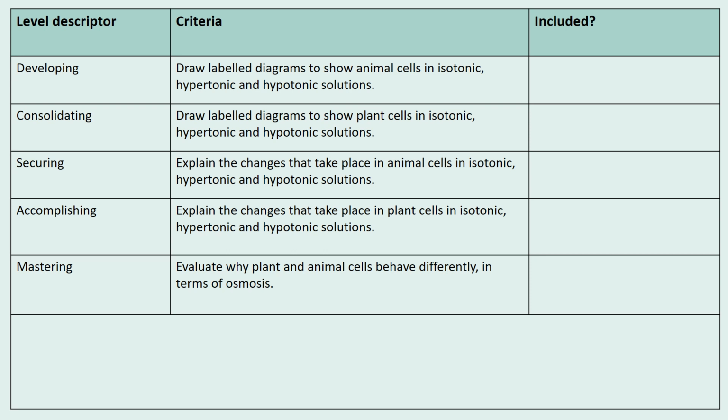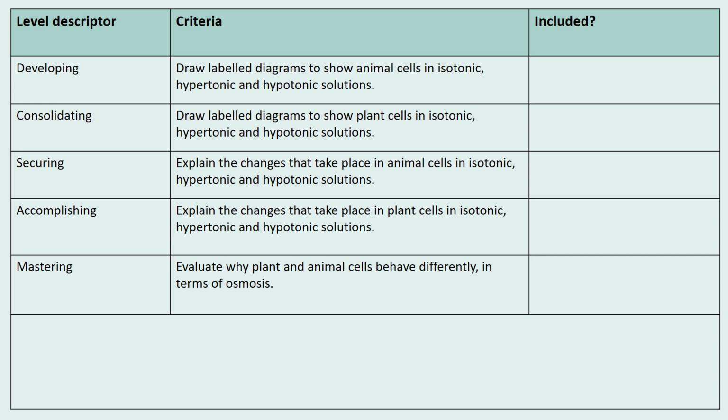So the first thing that we need to make sure that we have is a labeled diagram showing animal cells in isotonic solution. That's where the solute concentration is the same both inside the cell and outside the cell. In a hypertonic solution, so that is where the outside of the cell has a much higher water particle concentration.